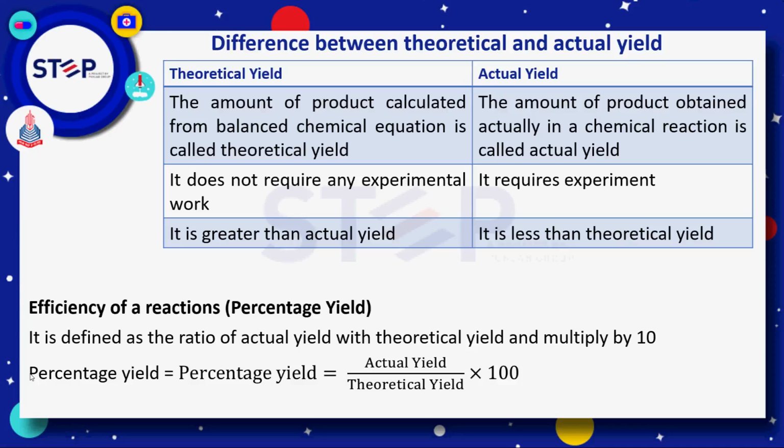How can you find out the efficiency of a reaction? Efficiency of a reaction means the loss or gain in product by percentage yield. The formula of percentage yield is as follows.